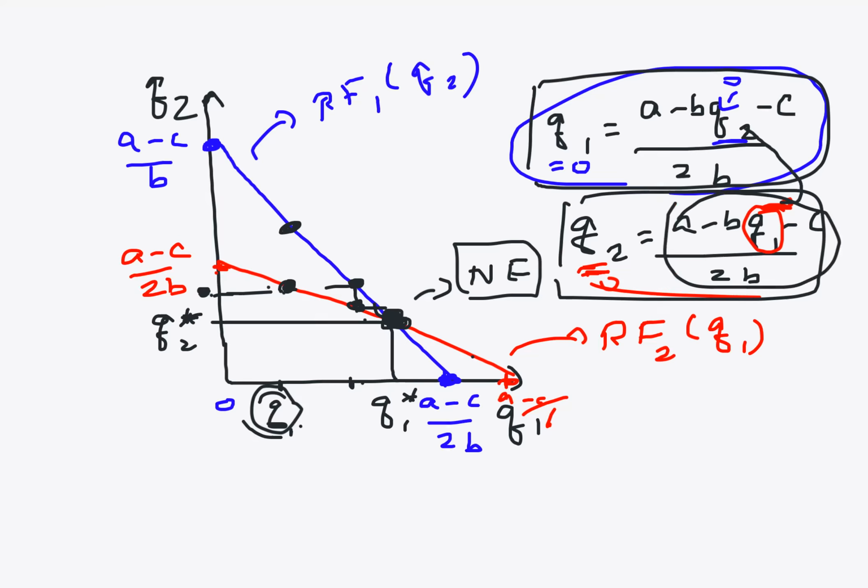You plug this in here, right? And then you have just one unknown in Q1 and you solve for it. So let's do that. Let's write down the reaction functions once again. So Q1 is equal to (A minus B times Q2 minus C) over 2B, right?